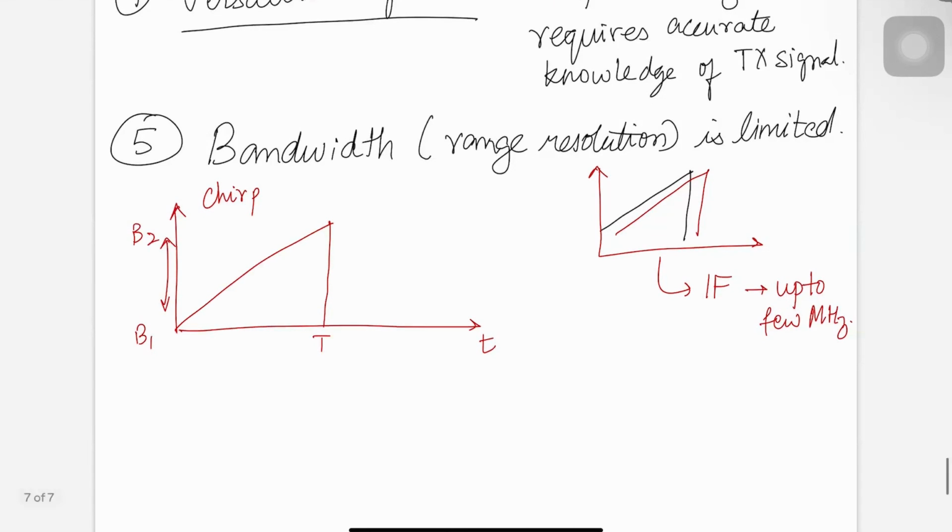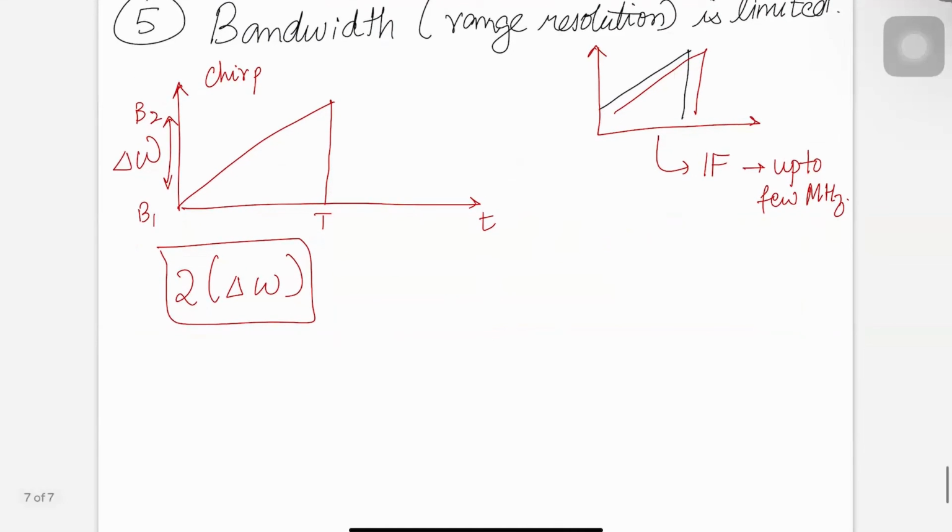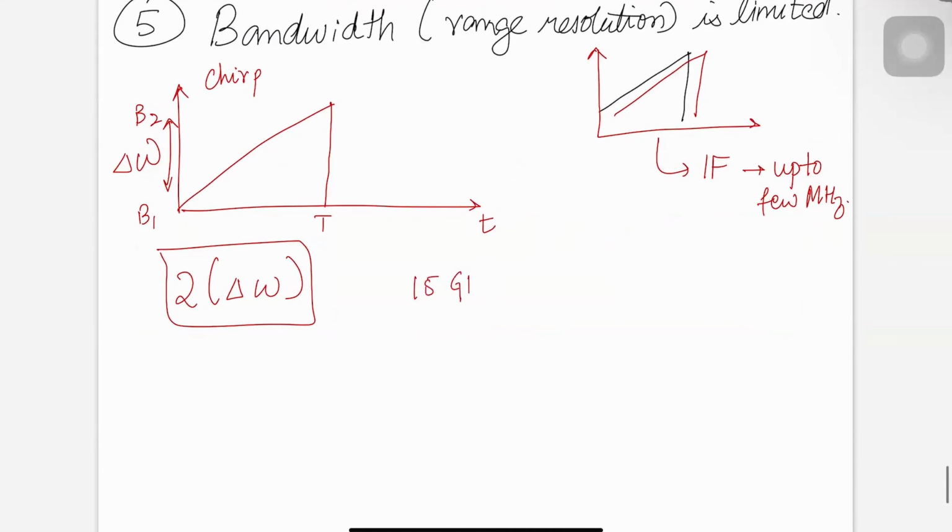So let's say this is the bandwidth delta omega. Then even with subsampling, I have to sample this at least at 2 times delta omega. So just to give you some numbers, let's say the bandwidth is 15 gigahertz. How much range resolution can I get from this?